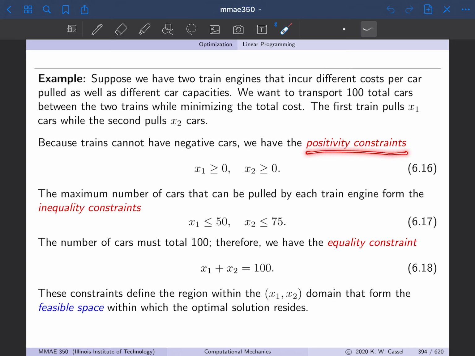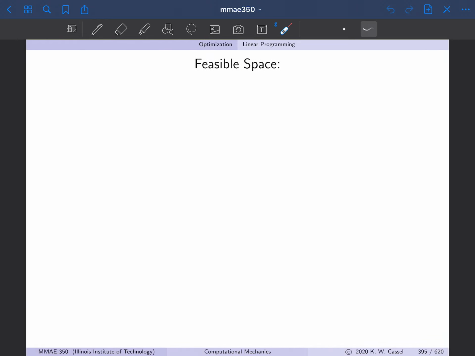We have our positivity constraints, x1 and x2 are positive. We have an inequality, actually two inequality constraints. We can't have x1 be more than 50, x2 be more than 75. And then we have an equality constraint that the sum of the two trains must equal the total 100 cars. All right, so given these constraints, we'll come back and talk about the objective function in a little bit, but let's just look at the constraints first and see how that defines our feasible space.